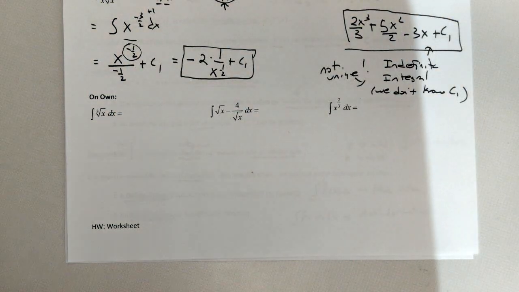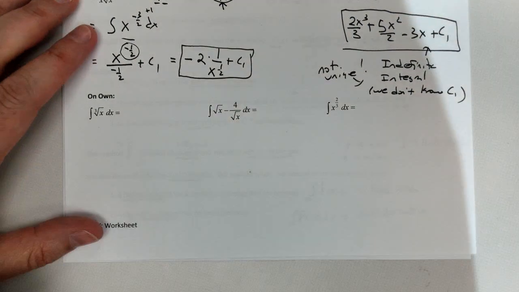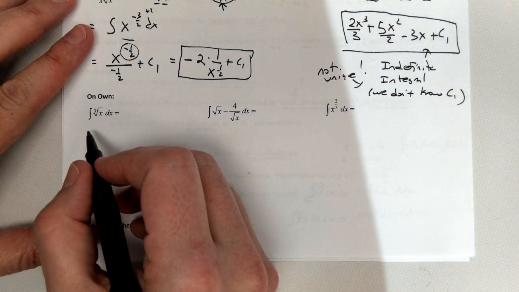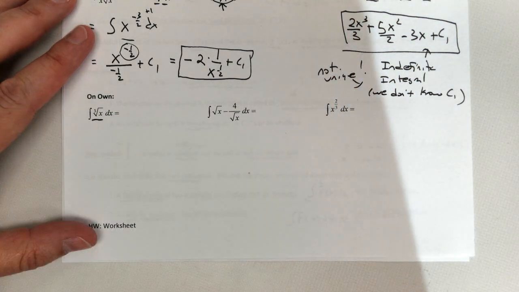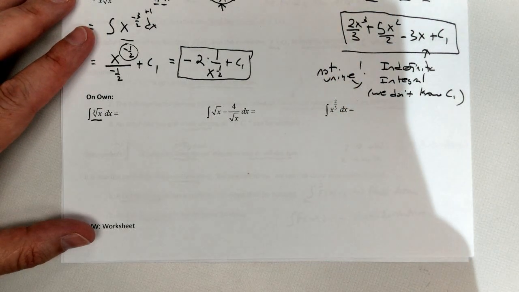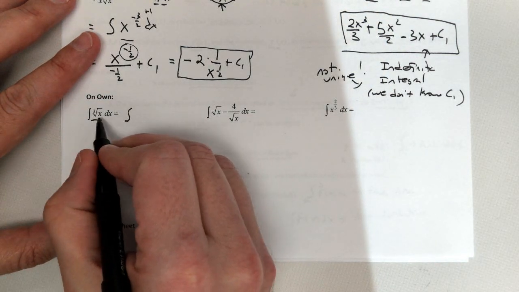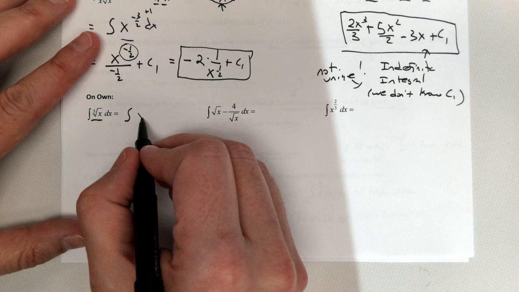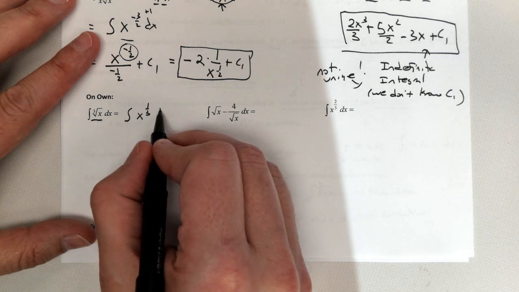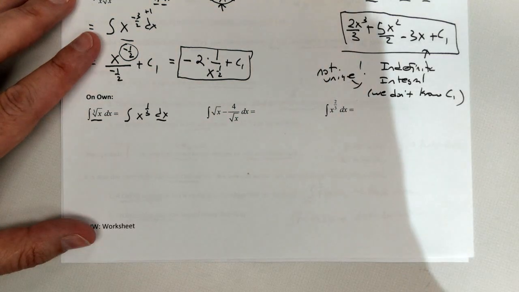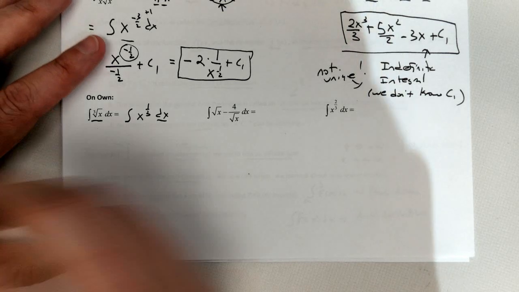Alright, so welcome back. So we're going to try a few more, just a little bit more practice problems, just to get us used to it. So again, just like with derivatives, we really don't like radicals, so we want to write them as an exponent. And I can rewrite the cube root of x as just x to the 1/3. And again, don't forget the dx.